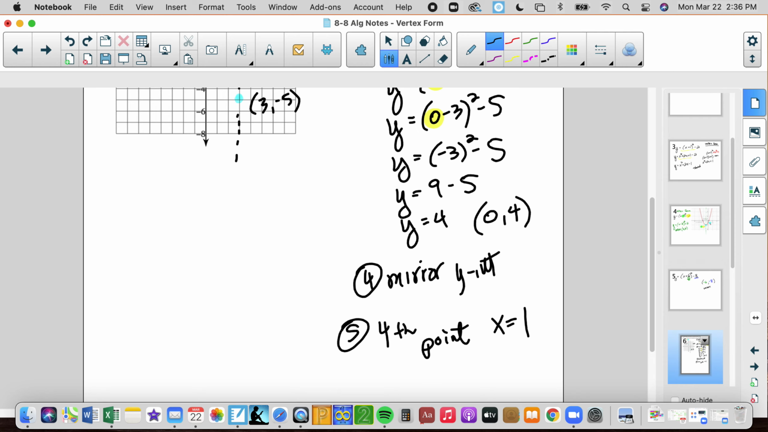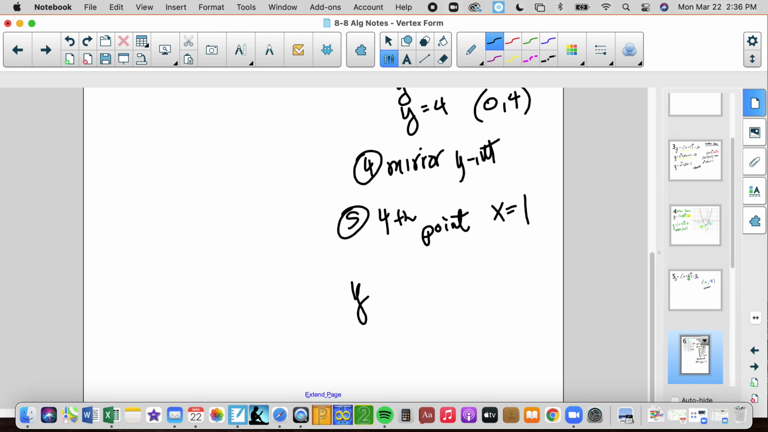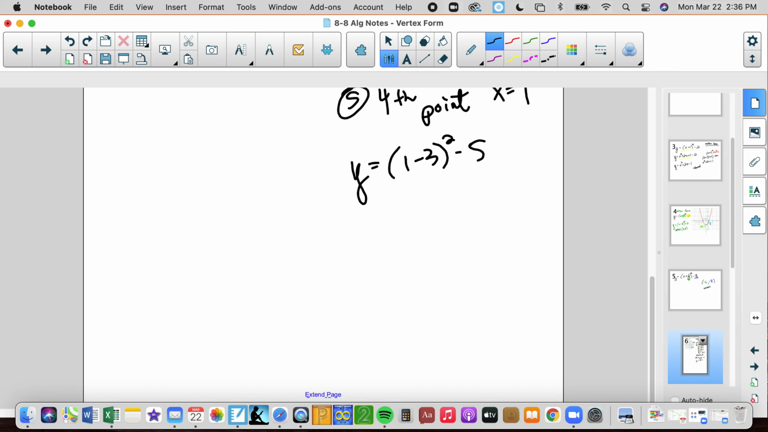All right, so that would be y equals the quantity of 1 minus 3 squared minus 5. Let's continue to do order of operations. 1 minus 3 is negative 2. Negative 2 squared is 4. 4 minus 5 is negative 1.